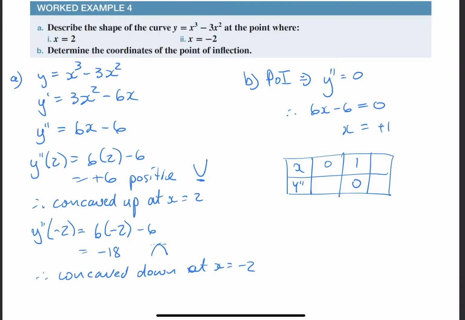So if I put 0 into my second derivative, my answer is negative. If I put the value to the right of that, let's say positive 2, and put 2 into this equation, 6 times 2 is 12, 12 minus 6 is positive. It's going to be positive. And I can say, therefore, x at 1 is a point of inflection.